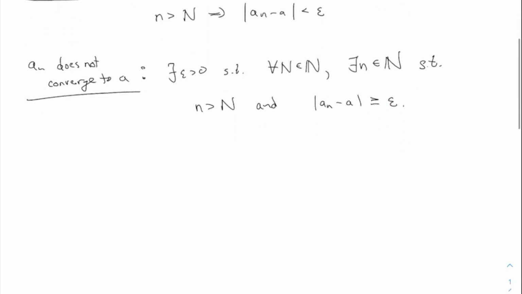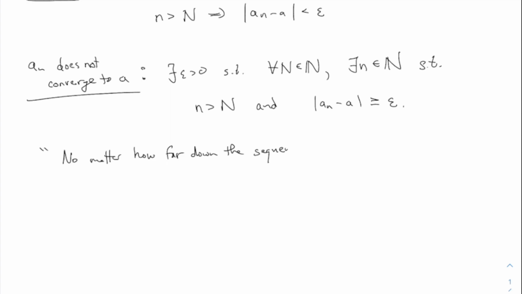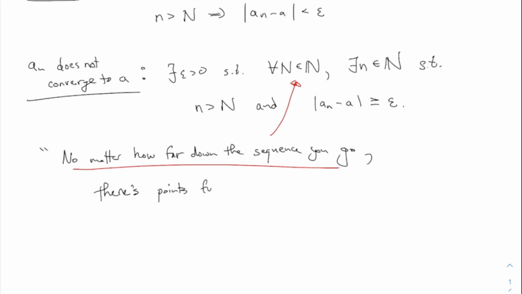So if I were to write this in words, I would say something like, how about this: no matter how far down the sequence you go, there's points further where a_n is far from a. There are many ways you could try and translate this into ordinary language. This part is kind of referencing the for all N. So points further down the list, further down the sequence. That's really this right here.